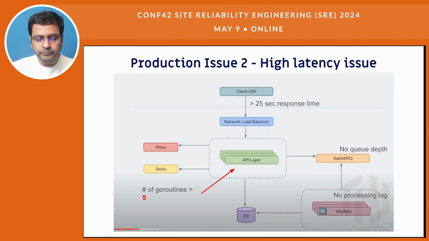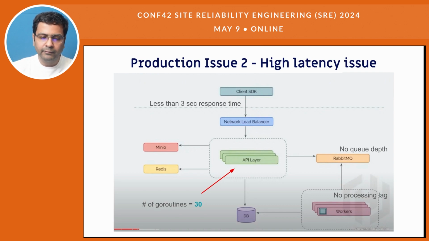problem, right? Now we changed the Go routines to 30, and suddenly the traffic went back to normal and we had less than 3 seconds response time. So that really shows how you should understand the components and how the data pipeline works, and you need to really think about where the latency is being introduced.